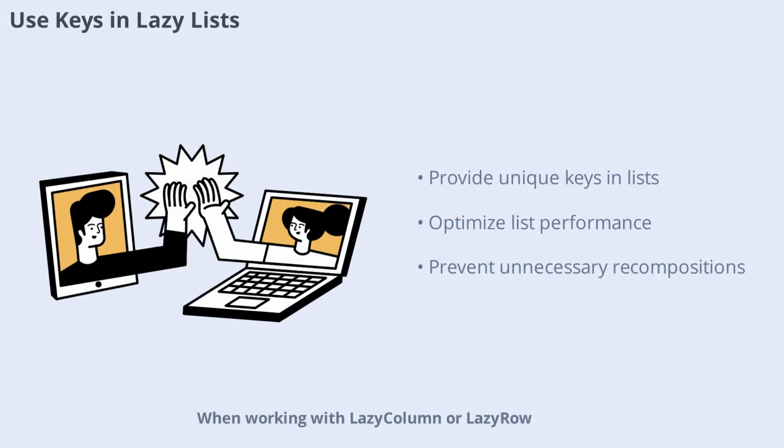When working with LazyColumn or LazyRow, always provide a unique key for each item. This helps Compose track items efficiently and prevents unnecessary recompositions when the list changes. Senior developers know that using keys is essential for smooth scrolling and dynamic lists.